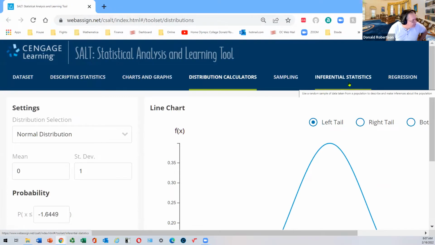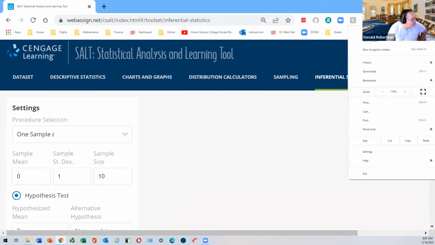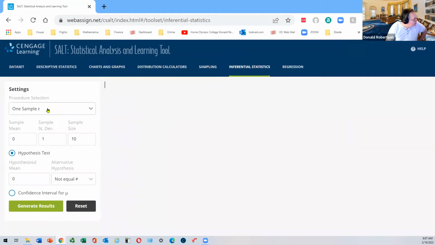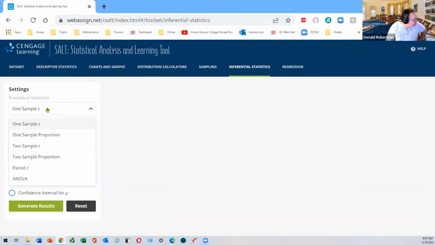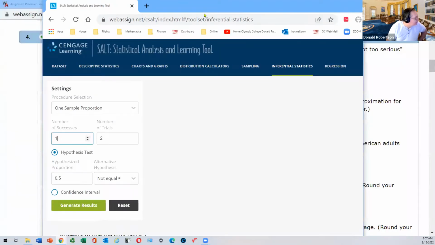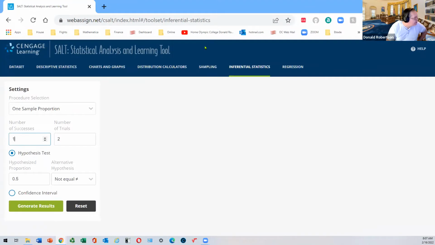Now, if you click on inferential statistics, let's make this a little bit smaller. Procedure selection, 1 sample. Number of successes, and what was it there? They got 8%, so 8% of 1,000. I'll have to calculate that. That's 80 people. So 8% is 80 people out of 1,000 trials.